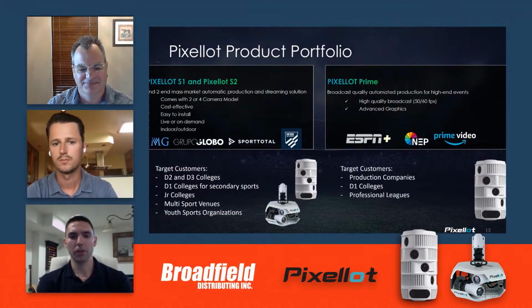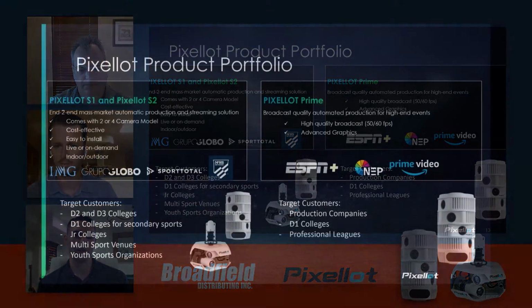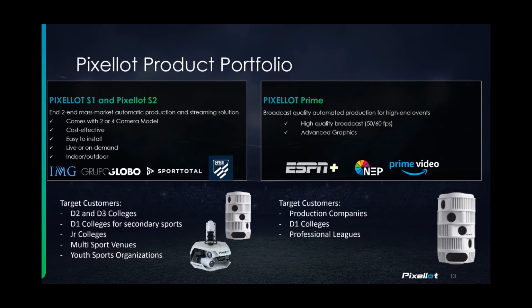So the Pixellot product portfolio, the S1 and the S2 are the more cost-effective solutions. The S1 has 4 camera lenses, and the S2 has 2 camera lenses. And because of that, the S1 has a slightly higher resolution. But having said that, both of them can stream in NTSC.